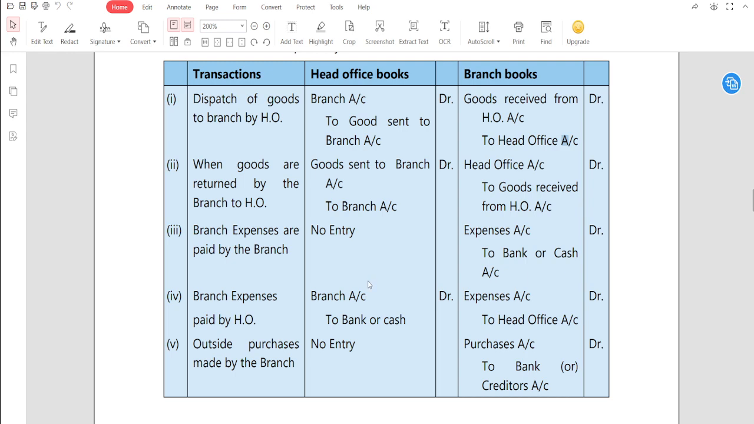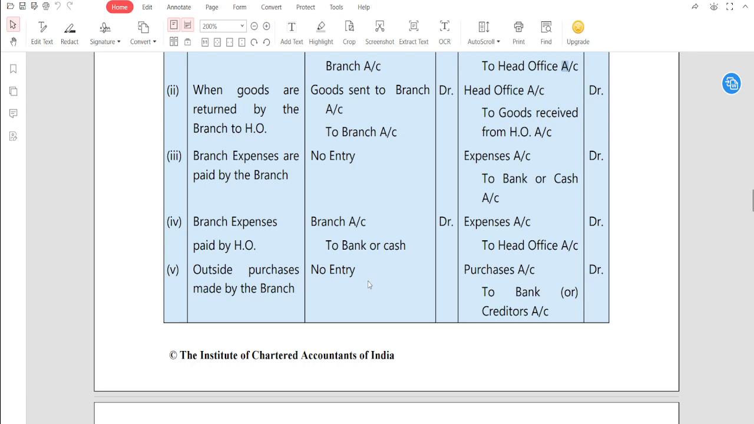Correct. Now next, branch expenses paid by HO. That is the important one. When the HO pays the expenses of the branch, then the journal will happen like this.